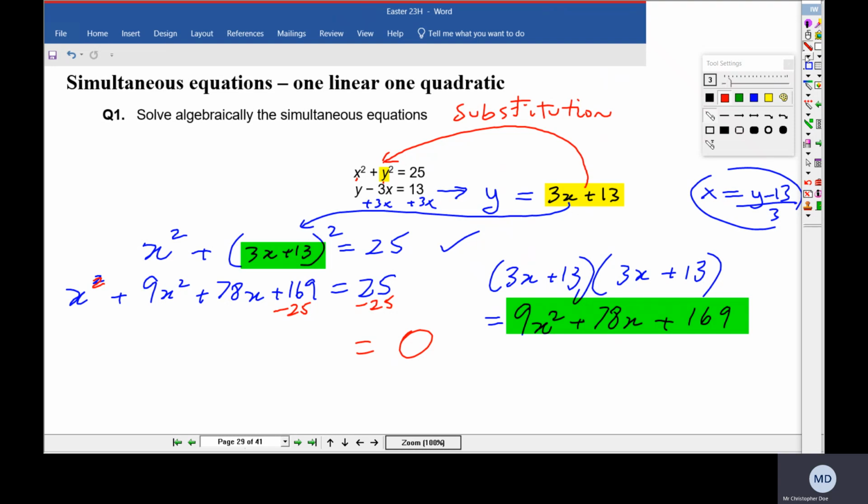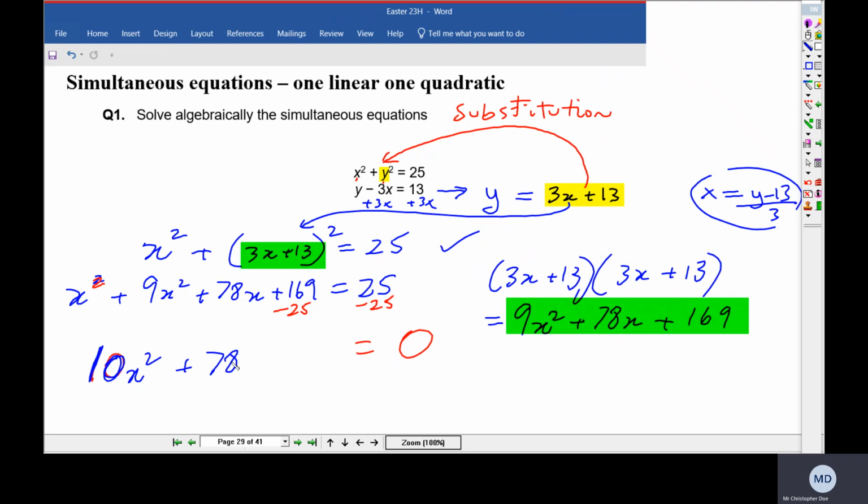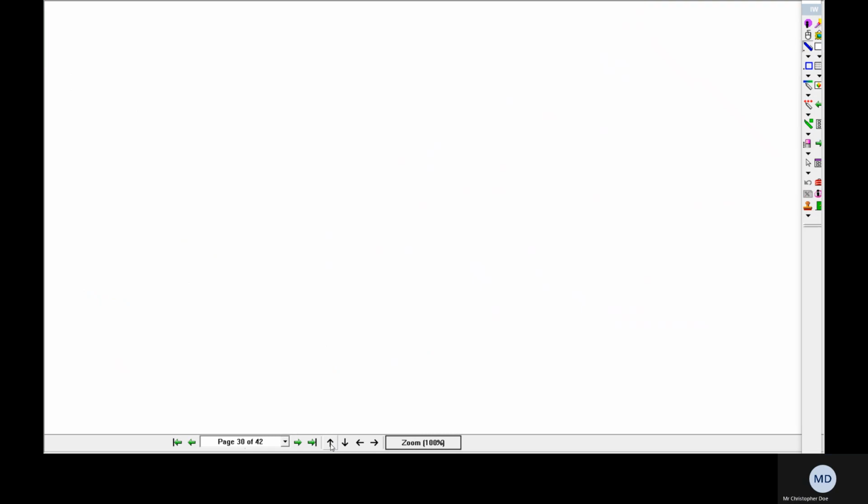So if I've got x squared, I've scribbled over it, x squared plus 9x squared, I've got 10x squared. I didn't mean that to be in red. 10x squared. How are we doing? We've got 5 minutes. 10x squared. I've got 78x, and I've got 169 minus 25 is 144 equals 0. Sorry, my writing's a bit all over the place. Let's add an extra page and move it up a little bit.